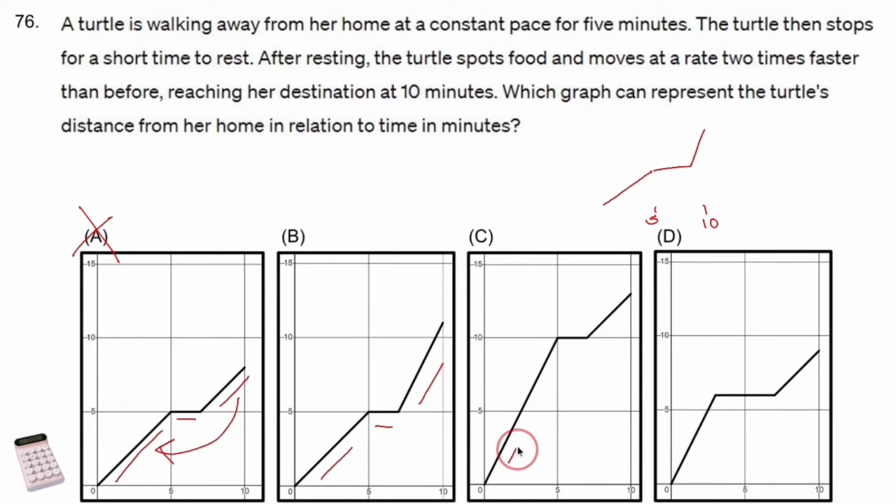C has me going really fast, stopping at 5, and then slowing down because this slope is obviously not as steep as that slope. And then D kind of looks like the same thing, but I'm just going to ignore D because D has me saying that I stop at like 3 minutes or whatever, and this has me stopping at 5 minutes. So D's no good. So yeah, B is the correct answer for this guy.